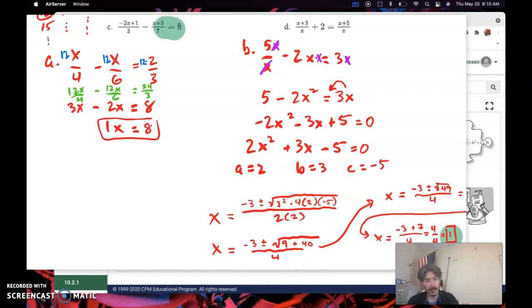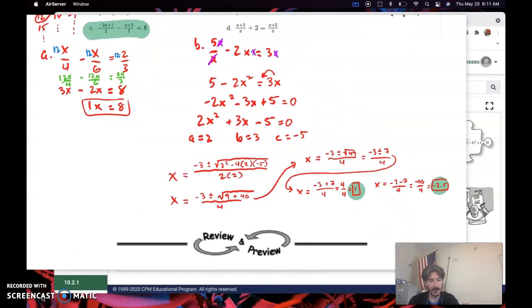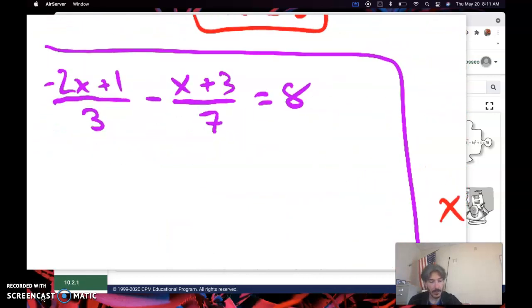So the next one I'm going to do is going to be this one, but I need to give myself a little bit more space for the purposes of doing this problem. So I'm going to try to zoom in right here, but before I do that, I'm going to rewrite this in purple, okay? So I've got negative 2x plus 1 over 3 minus x plus 3 over 7, and that's equal to 8. So let's tackle this one, all right?